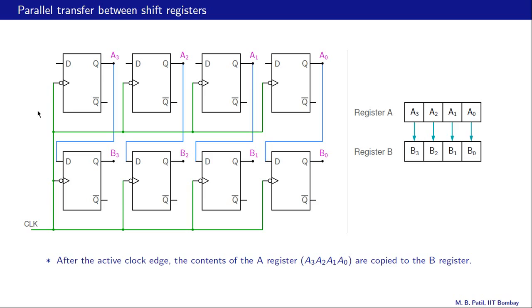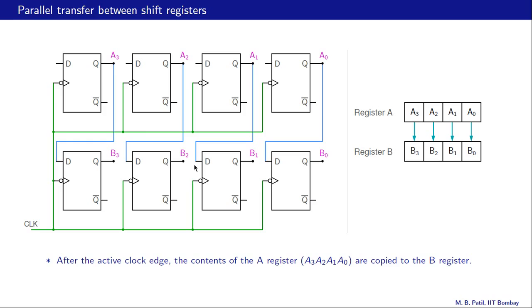Let us suppose now that we have two shift registers. This A3, A2, A1, A0 is the first shift register, and B3, B2, B1, B0 is the second shift register. And what we want to do is to transfer the data which is in this first shift register into the second one. So that is easy to achieve.